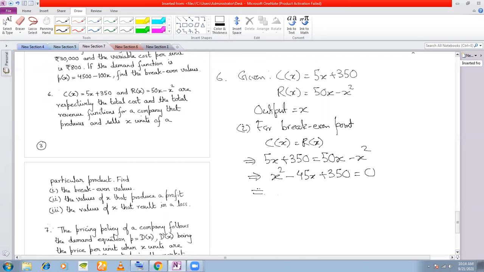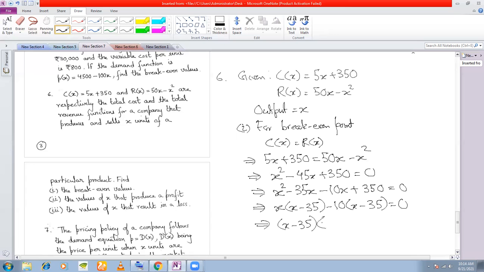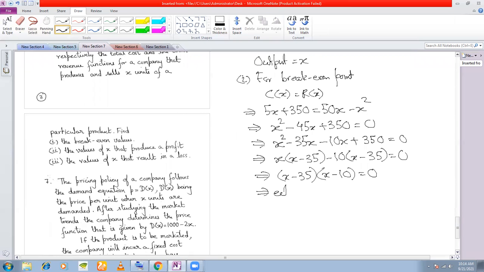Now this can be factorized as minus 35 and minus 10. We get x minus 35 into x minus 10 is equal to 0. That means x is equal to 35 units or x is equal to 10 units. There are two break-even points. That answers the first question.